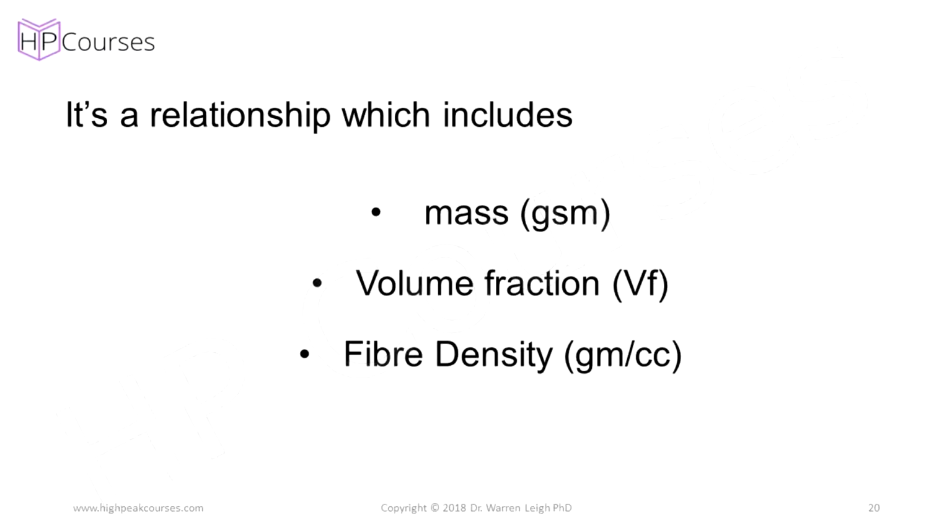Number one, the areal mass of the fabric supplied by the manufacturer. This value is given in grams per square meter, noted by GSM. Number two, the volume fraction, noted as VF. The volume fraction is the percentage of fiber volume in the entire volume of a fiber reinforced composite material. The higher the volume fraction, the higher the mechanical properties, for example strength, of the composite will be.